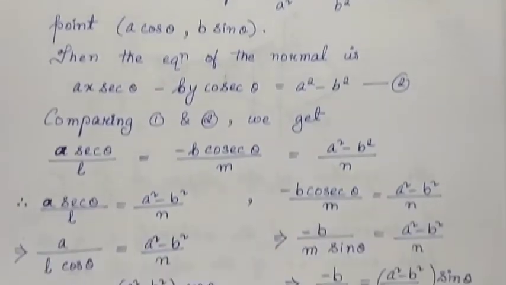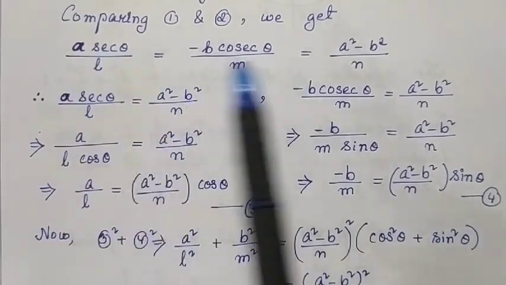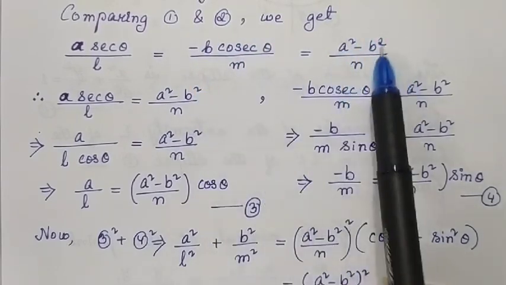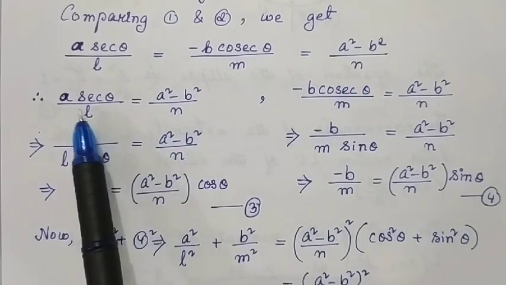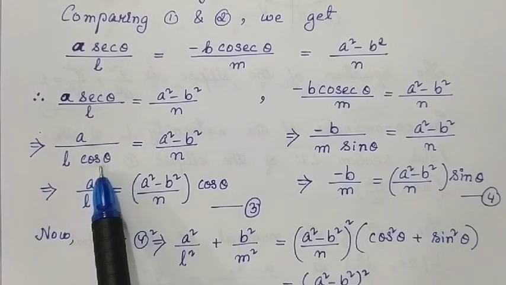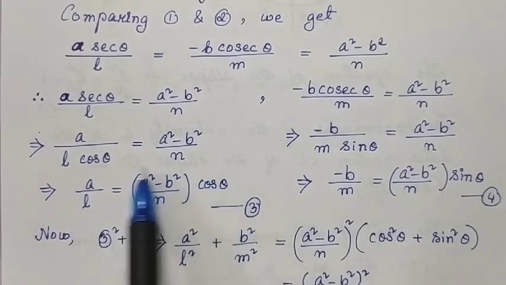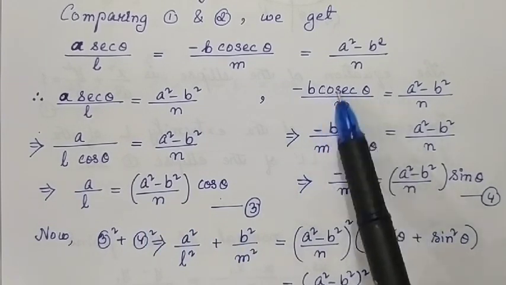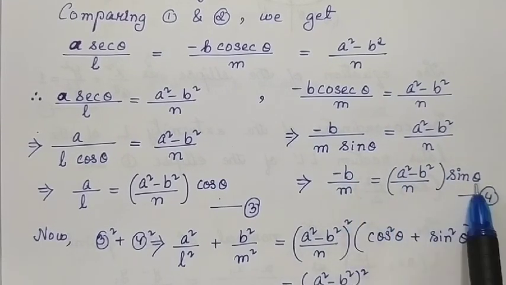Okay. Now we will take the first and the third ratio and equate them. I have written the first and the third one here. So sec theta we can write as 1 by cos. Take this cos to the right side, you will get a by L equals a square minus b square by n, cos theta. And the same here: cosec theta is 1 by sine. Take sine to the right side, you will get this equation.